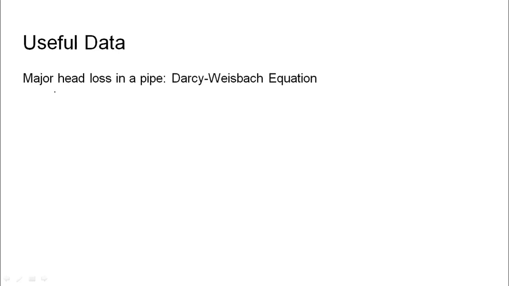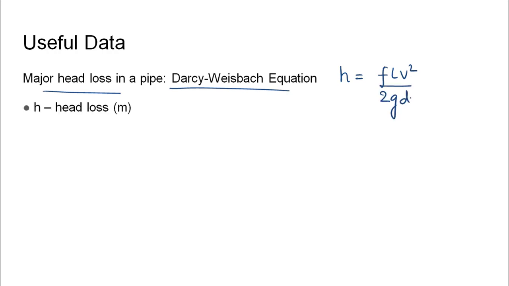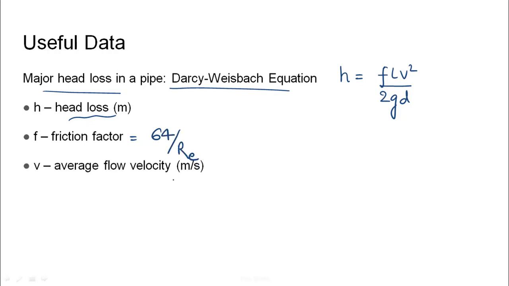So to find major head loss in a pipe, we use the Darcy-Weisbach equation. It is given by H equals f L V square divided by 2gD. Here H is the head loss in meters, f is the friction factor which is given by 64 divided by the Reynolds number, V is the average flow velocity in meter per second, D is the diameter of the pipe in meters, and L is the length of the pipe in meters. Using this we can obtain the head loss in the pipe.